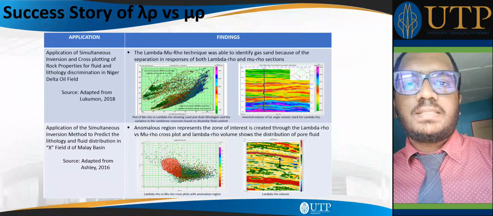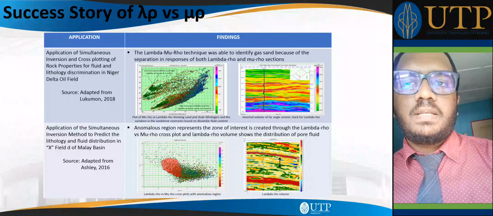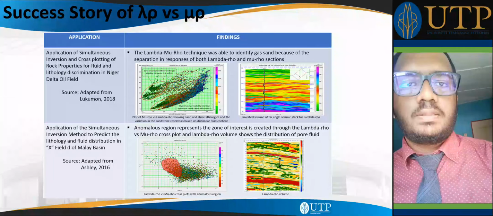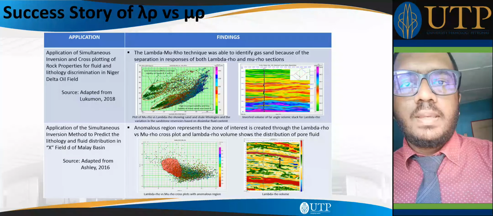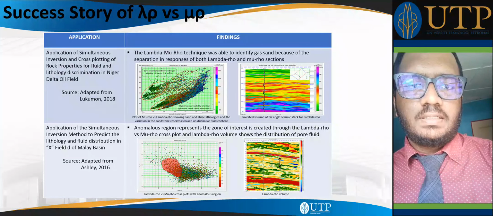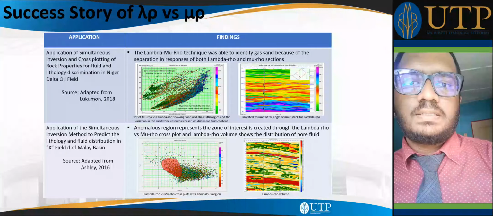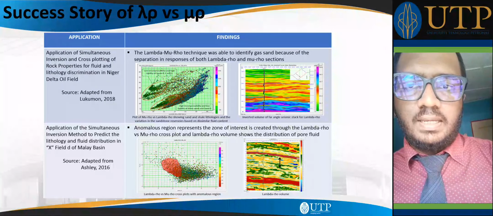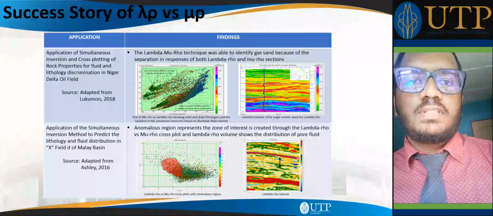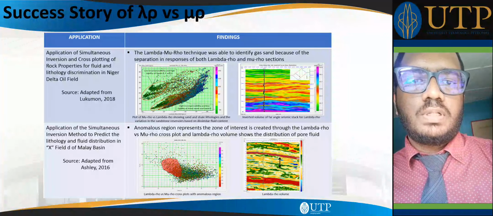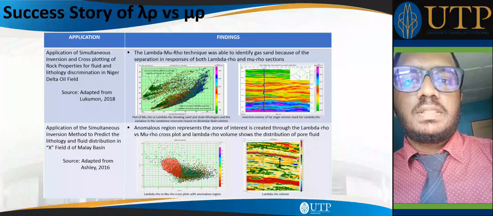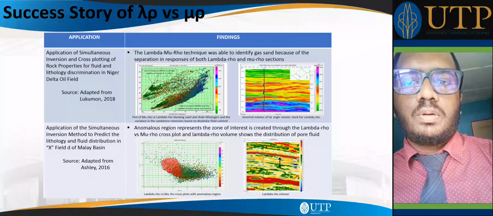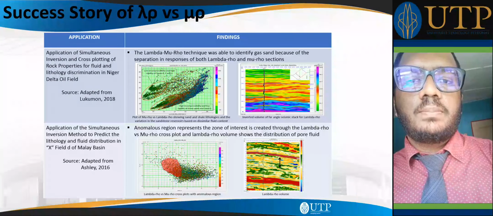The second application is the application of the simultaneous inversion method to predict the lithology and fluid distribution in X field of Malay Basin. And the finding from this application is that the anomalous region representing the zone of interest is created through the Lambda-Rho versus Mu-Rho cross plot, and the Lambda-Rho volume shows the distribution of pore fluid. The first picture is the Lambda-Rho versus Mu-Rho cross plot with the anomalous region, and the second picture is the Lambda-Rho volume.